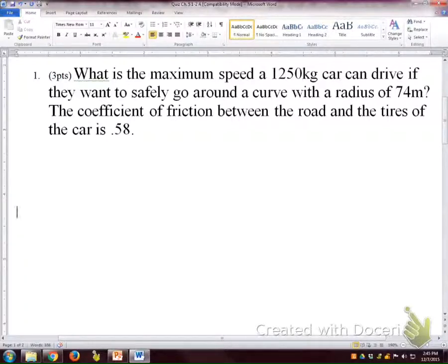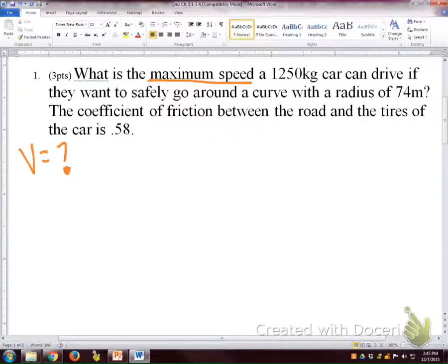So if you want to go ahead and pause the video to get that problem written down, go ahead. We're going to start working through this here. So first of all, when it tells us maximum speed, that should tell you right there that the variable you're solving for is velocity, right? We're looking to find velocity here. What's the absolute fastest that we can travel in order to round this curve safely?